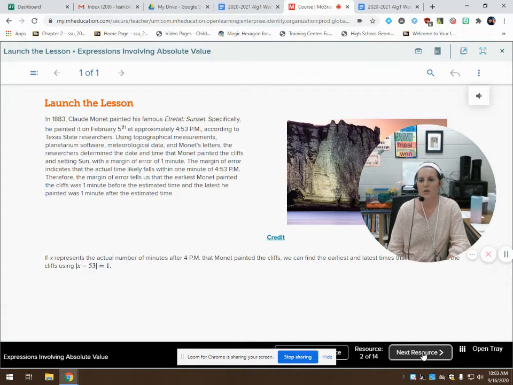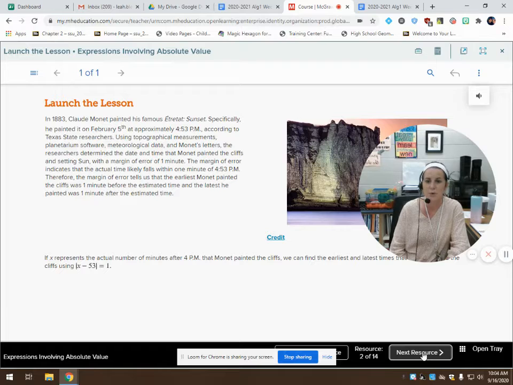Using topographical measurements, planetarium software, meteorological data, and Monet's letters, or maybe it's Monet. Is it Monet? I don't know. I'm a math teacher. I should probably have looked this up beforehand, huh?